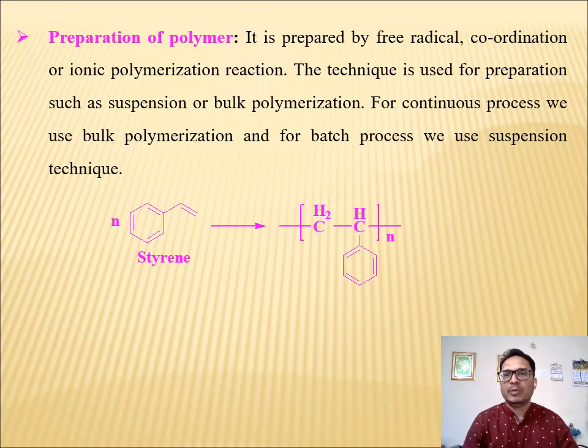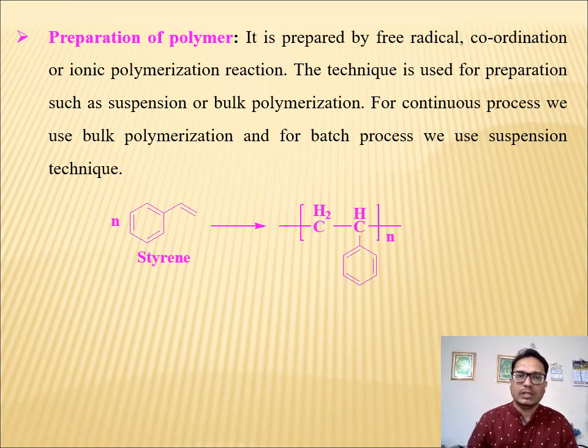The polystyrene can be prepared by free radical, coordination or ionic polymerization reactions, and the techniques used for preparation are suspension or bulk polymerization. For a continuous process, we use bulk polymerization, and for a batch process, the suspension technique can be used. This is the general reaction: when a number of molecules of styrene are heated, they are converted into a polymer called polystyrene.